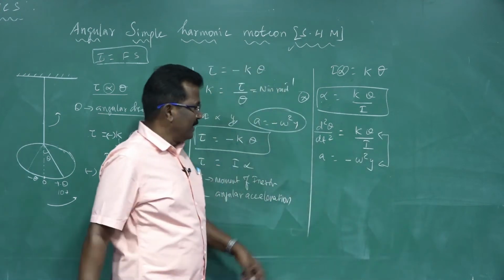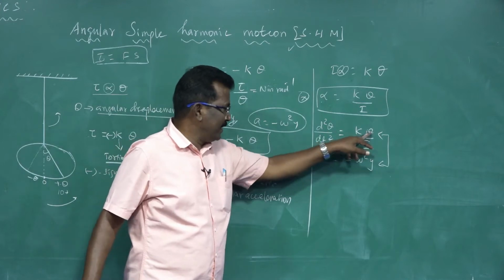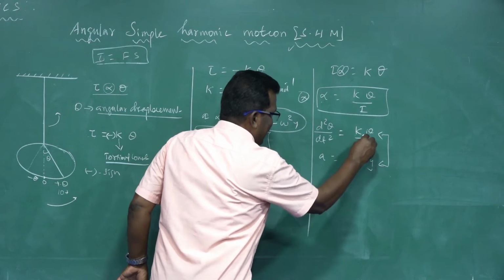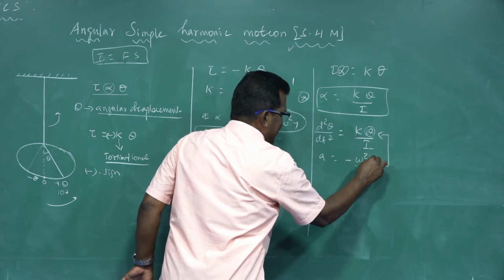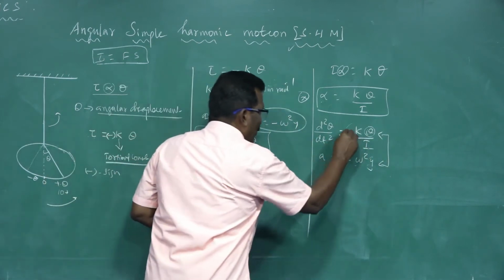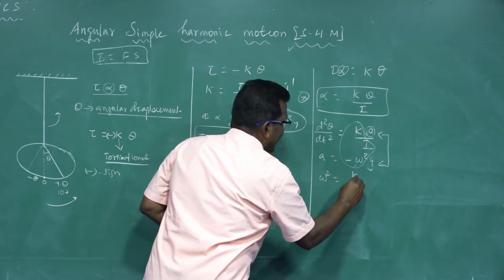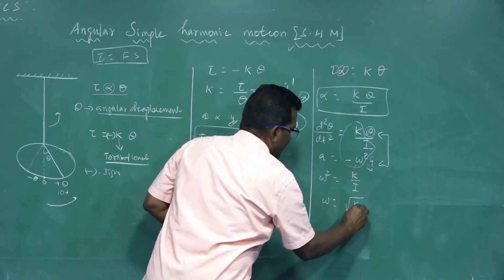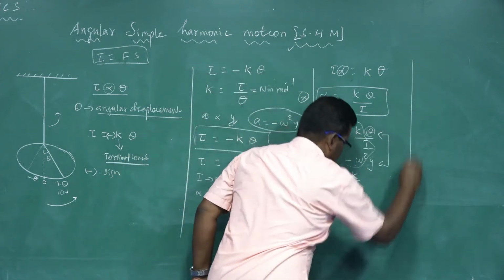The differential equation is a resemblance. So this is acceleration, and this is angular acceleration. So k theta by I corresponds to minus omega square y. Compare this equation. Theta represents angular displacement, and y represents linear displacement. So omega square is equal to k by I, or omega is equal to root of k by I.